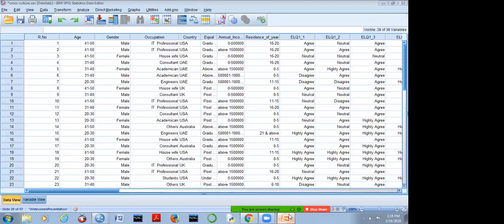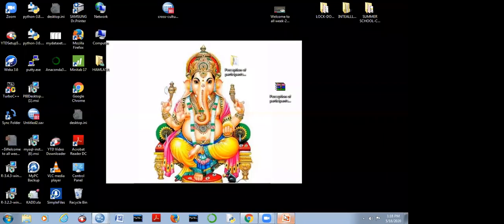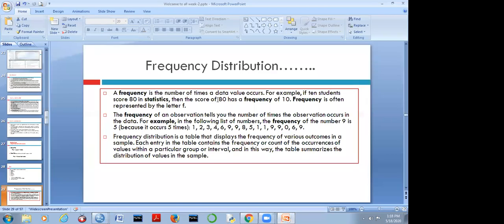Frequency निकालनी है आपको, पहले हम फ्रीक्वेंसी का समझेंगे। A frequency is the number of times a data value occurs, ठीक है। आपको बताना है फ्रीक्वेंसी क्या होती है। A frequency is the number of times a data value occurs.